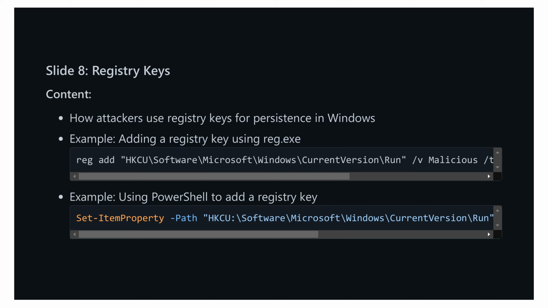Another common method involves using PowerShell to manipulate the registry. For example, an attacker might execute Set-ItemProperty -Path HKCU:\Software\Microsoft\Windows\CurrentVersion\Run -Name malicious -Value C:\path\to\malicious.exe. Both methods achieve the same result: the persistence of malicious code through the modification of registry keys. In the next slide, we will delve into Command and Control, C2, frameworks.